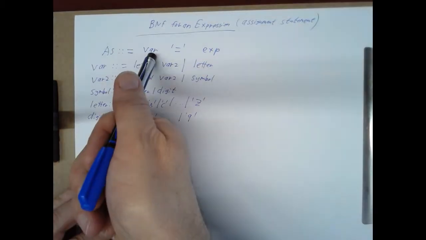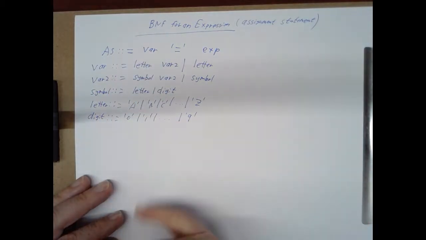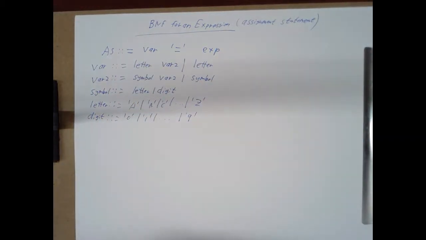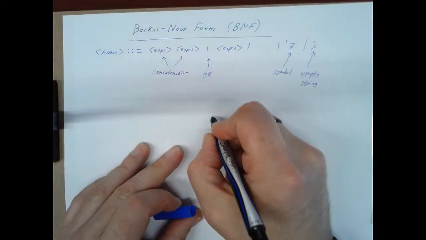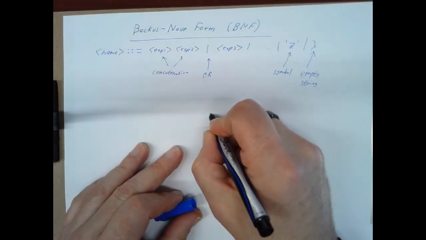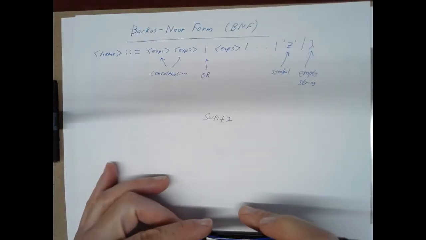So that's the left side of this. So it's one of these things we're calling a variable, followed by an equal sign, followed by an expression. Now expressions are more interesting because we can do plus, minus, times, divide, and we can do parentheses. And we have to be able to match parentheses. For example, this should be a valid expression.